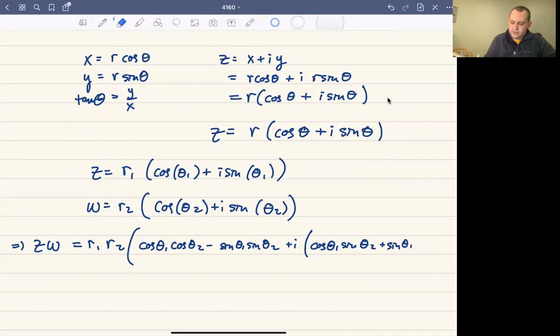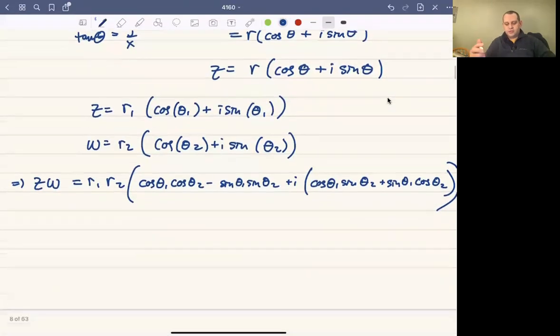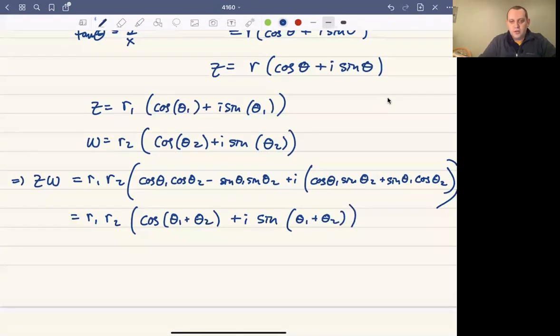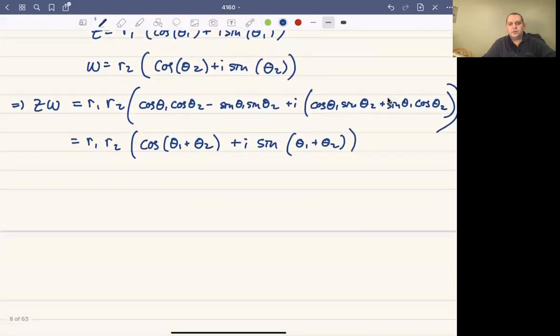So that's sine of theta 1 times cosine of theta 2. All right, and I need another parenthesis. So it turns out, if you remember your trig formulas, this is going to be cosine of theta 1 plus theta 2 plus i sine of theta 1 plus theta 2. Just remember the addition formulas for sine and cosine. And so what this tells you is, actually, it tells you geometrically what multiplication by a complex number represents.